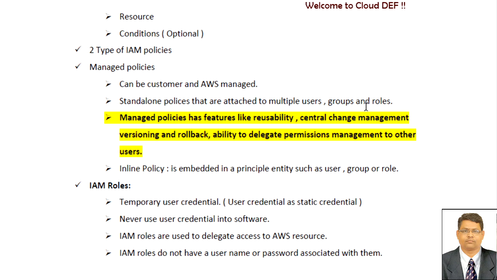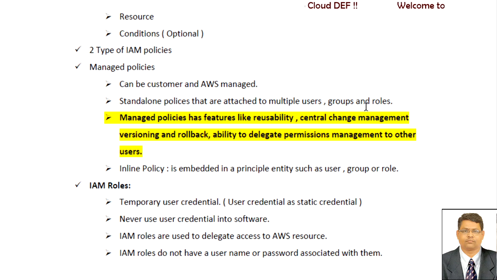2 types of IAM policies. Managed policies, which can be customer managed and AWS managed. Standalone policies that are attached to multiple users, groups, and roles. Managed policies have features like reusability, central change management, versioning and rollback, and the ability to delegate permissions management to other users. An inline policy is embedded in a principal entity such as a user, group, or role.